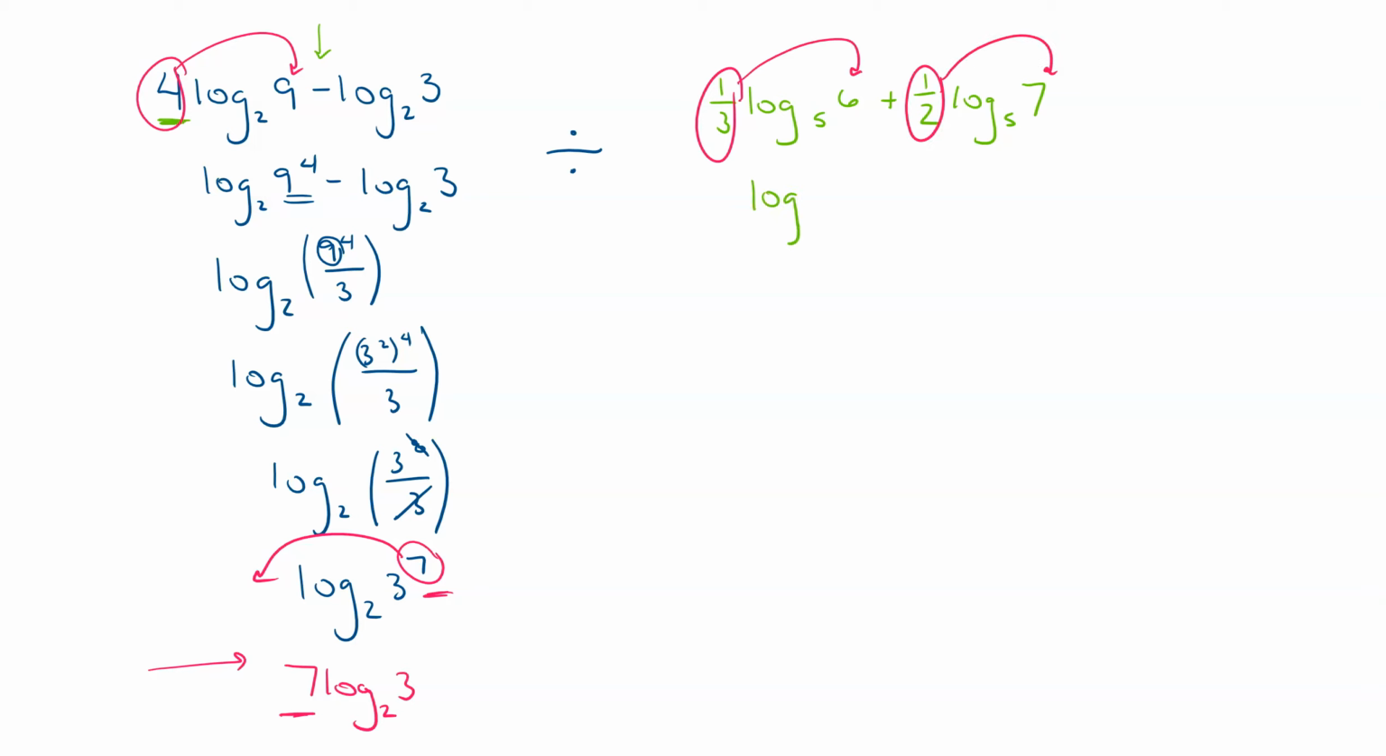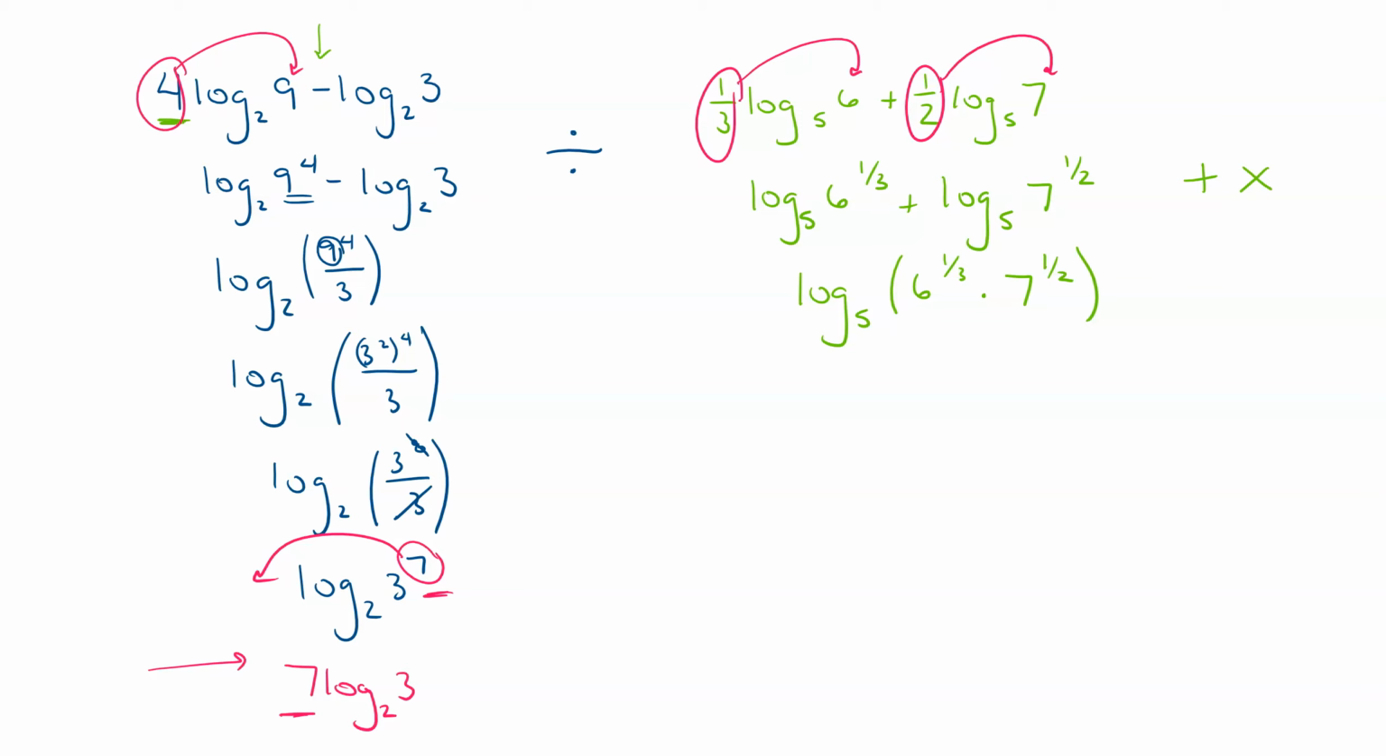So we have log base 5 of 6 to the 1/3 plus log base 5 of 7 to the 1/2. Now with logs, addition becomes multiplication. So a single log involving multiplication, 6 to the 1/3 times 7 to the 1/2. Now I've done my job. I've simplified this down to a single log with no coefficient.